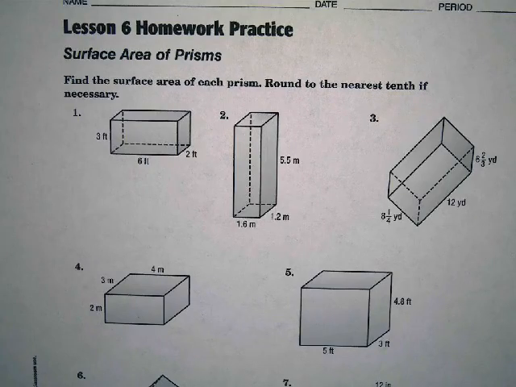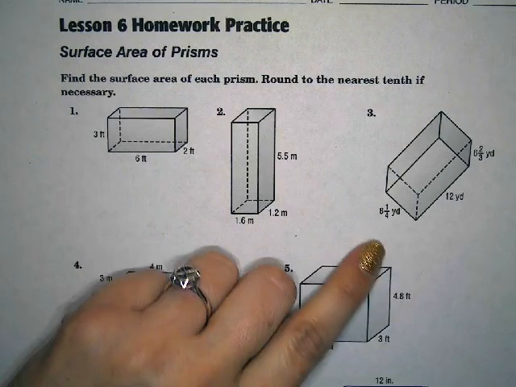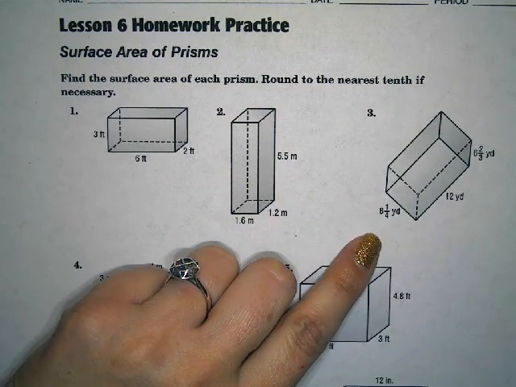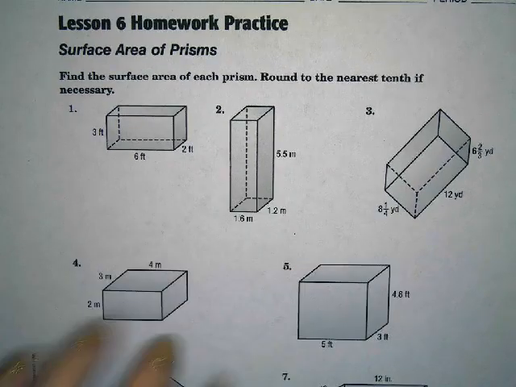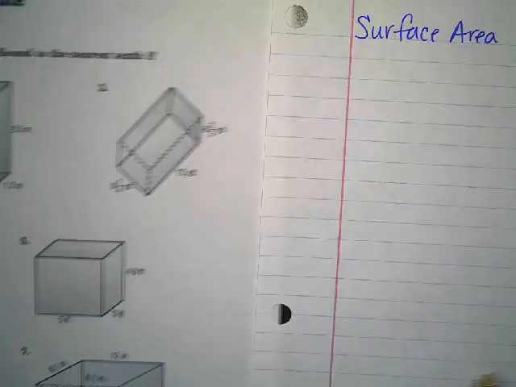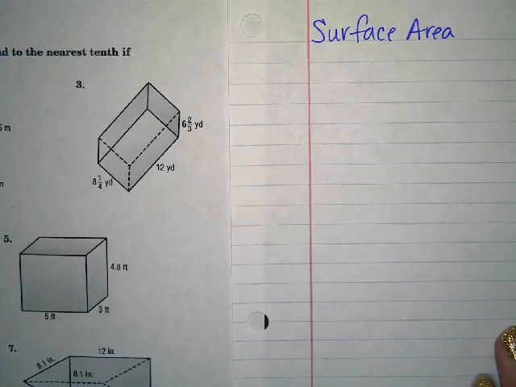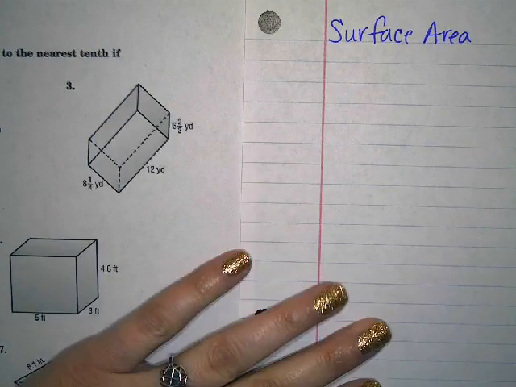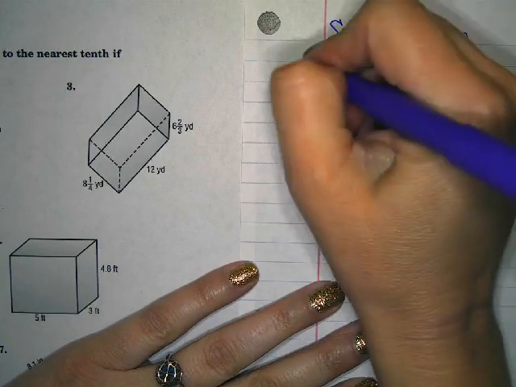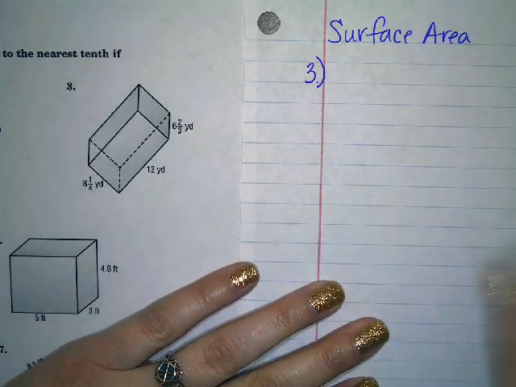Today we're learning about the surface area of prisms, so we're going to work out a few homework problems. We're going to look at number 3 because it has some fractions, and I know sometimes you get a little tripped up on the fractions. So we'll use number 3 as our first example. I'm going to slide this over so I can do my work on a piece of binder paper because you're going to need quite a bit of room to really organize this.